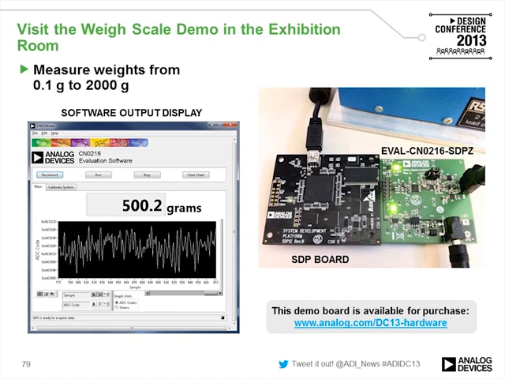You can also visit the weight scale demo in the exhibition room, which measures weights from 0.1 grams up to 2 kilograms. This demo also uses the SDP board.